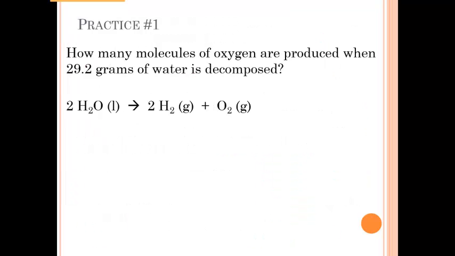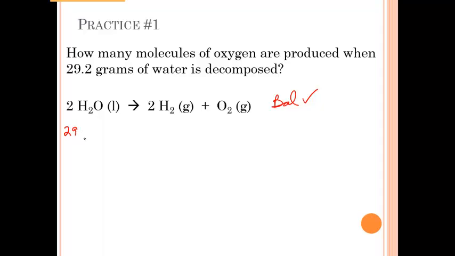So let's do some different practice problems. And this is really utilizing what we've already practiced, but it was a few units ago, so we just need to refresh our memories. How many molecules of oxygen are produced when 29.2 grams of water is decomposed? So we have our equation and it's balanced. So you always want to make sure you're starting with a balanced chemical equation. And then from there, we want to follow our steps.